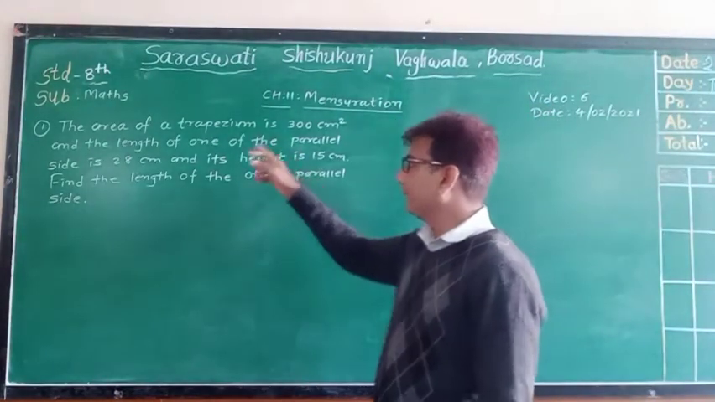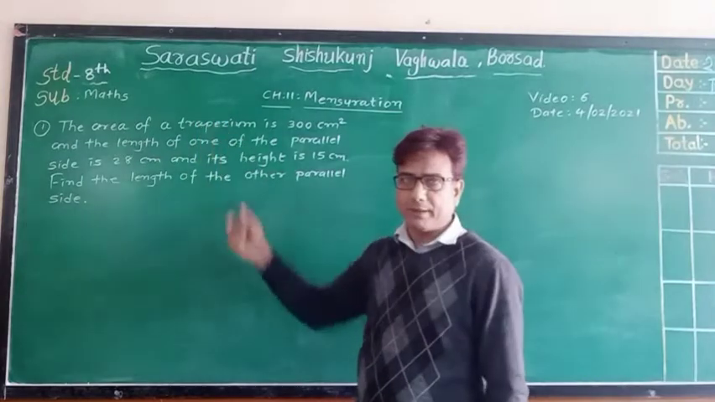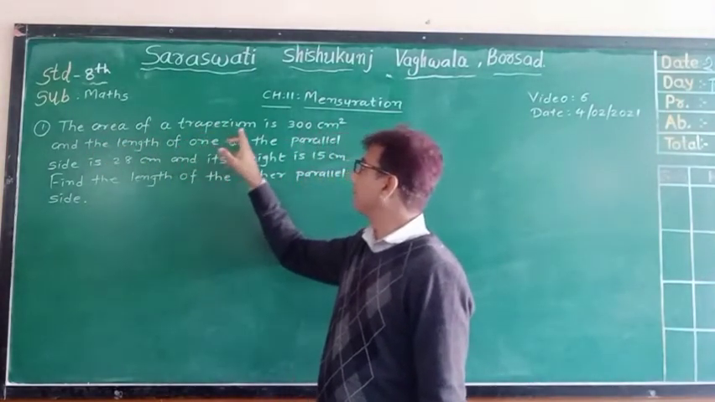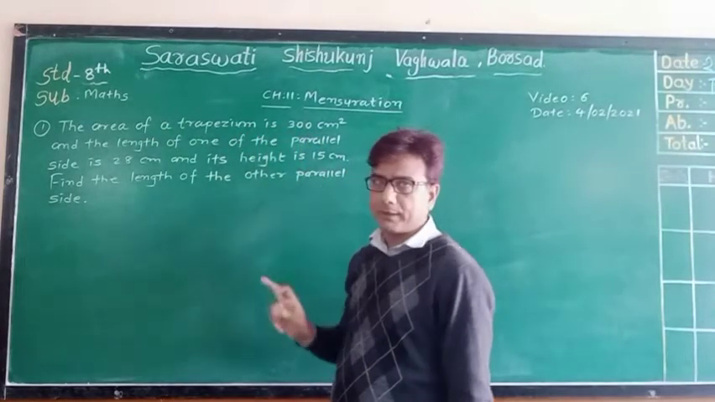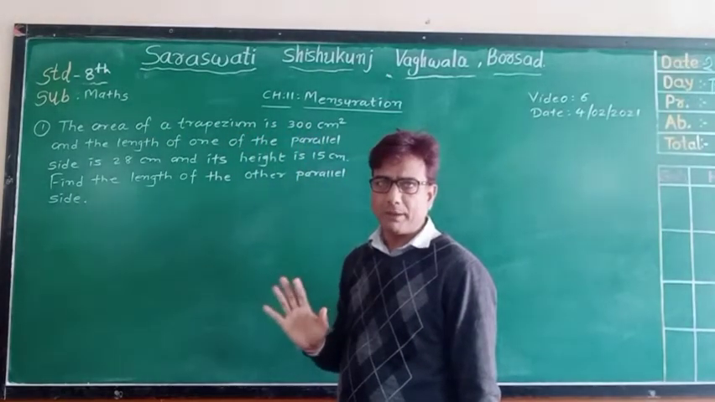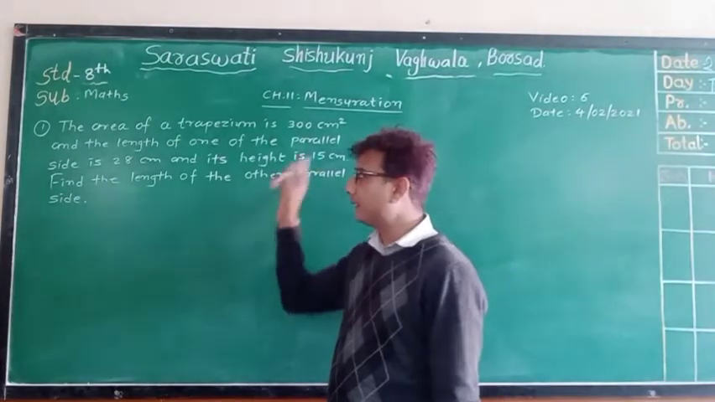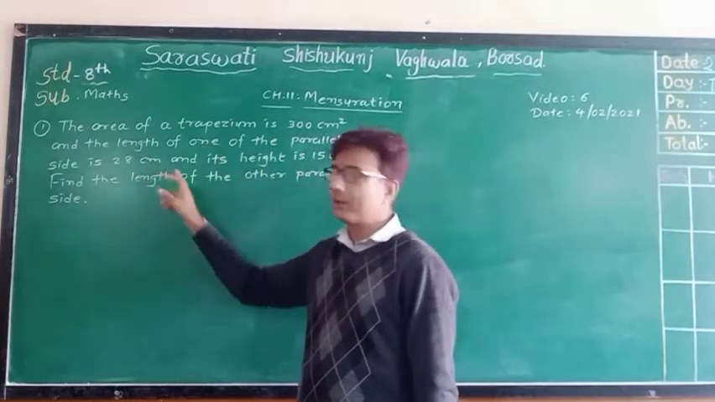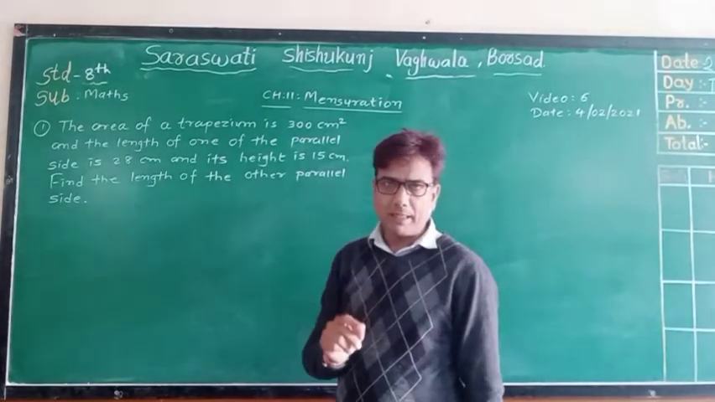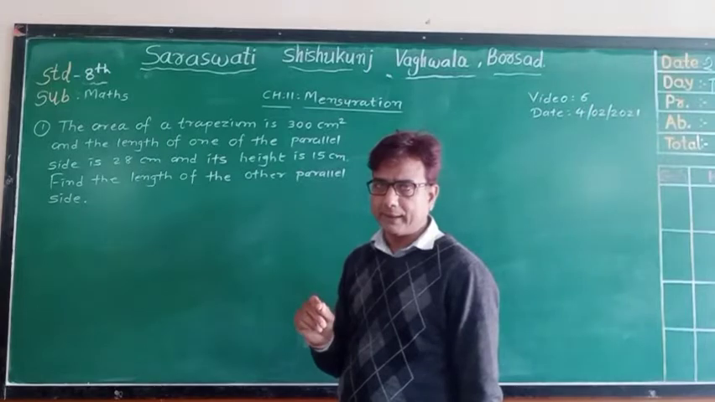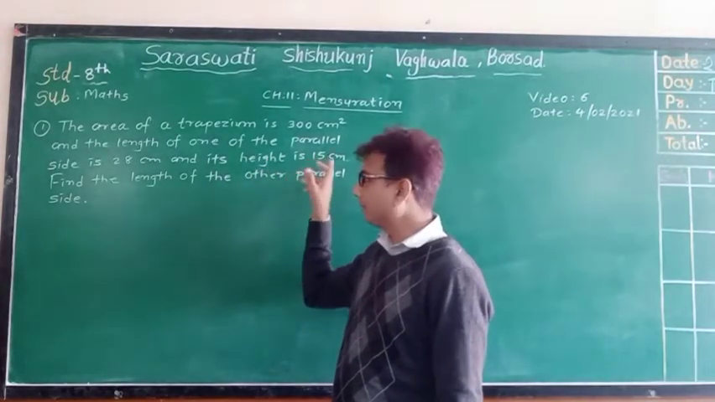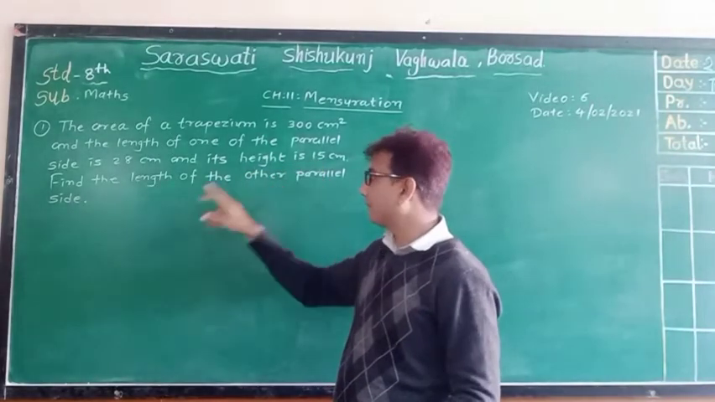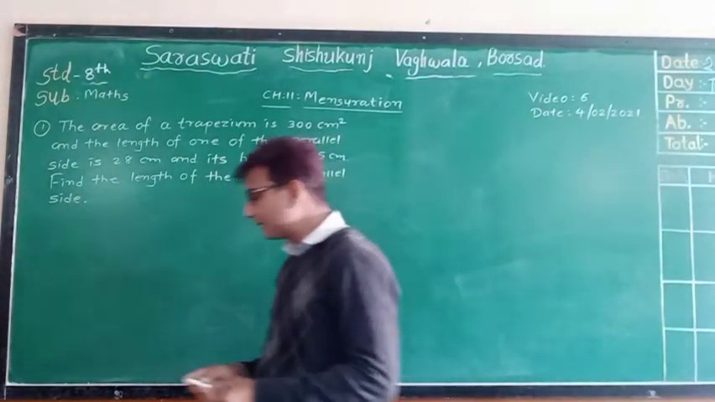So, in sum number 1, let's read the question first. The area of a trapezium is 300 centimeters square. The area of the trapezium is already given, 300 centimeters square, and the length of one of the parallel sides is 28 centimeters. The height between the two parallel sides is given, 15 centimeters. Find the length of the other parallel side.